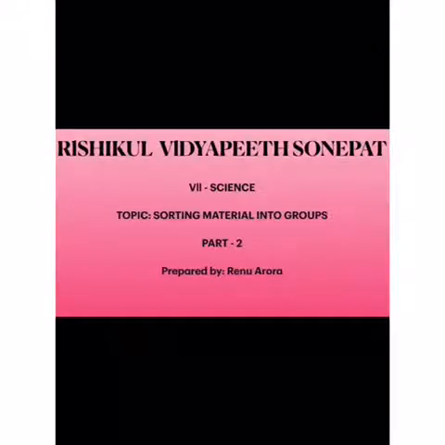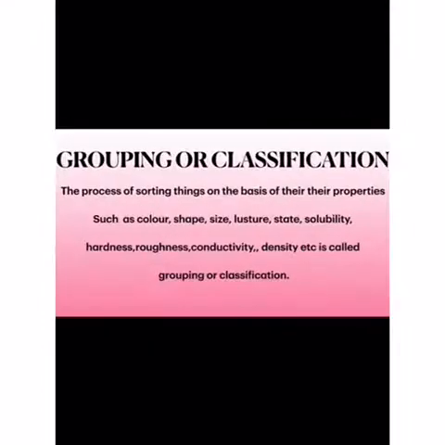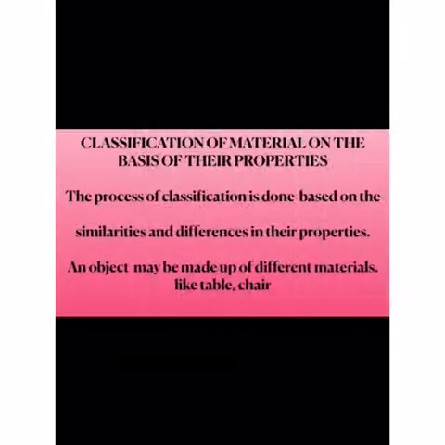In this module, we will discuss how materials are classified on the basis of their properties. In the previous module, we discussed what is grouping or classification: the process of sorting things on the basis of their properties such as color, shape, shine, state, etc., is known as grouping or classification. The process of classification is done based on the similarities and dissimilarities in their properties.